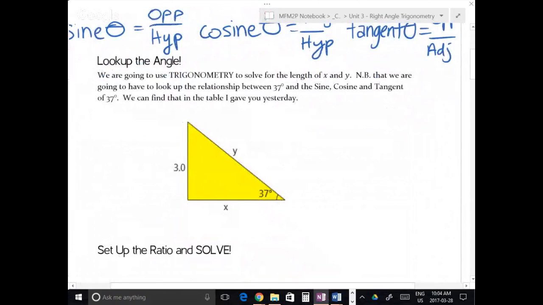So, I have a triangle here. Mine is lovely in yellow. Yours is not. It's a much less appealing gray.